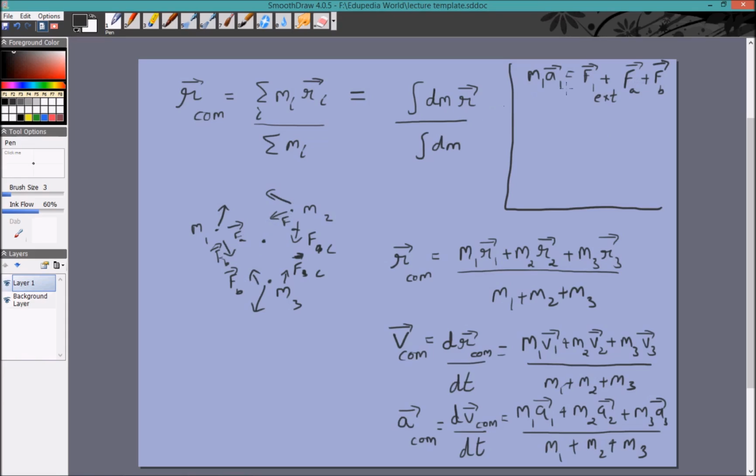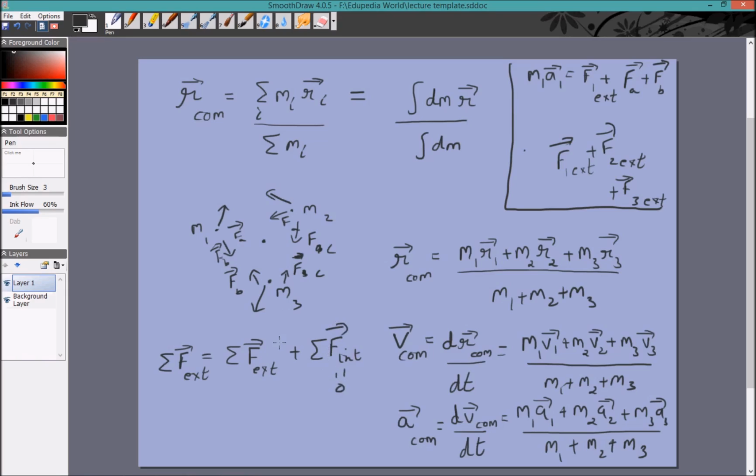So this basically implies that m1 a1 plus m2 a2 plus m3 a3 is equal to F1 external plus F2 external plus F3 external. And this is a result which you have actually seen before, that summation F net is equal to summation F external plus summation F internal, because summation F internal is actually 0.